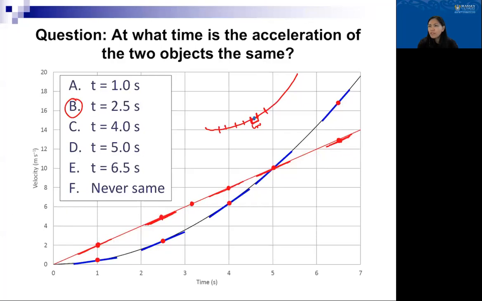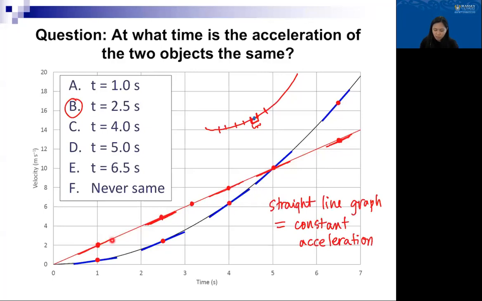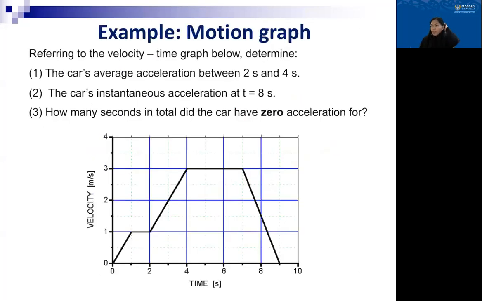Let me just see if I have a slide. Yeah, so that means a straight line graph means constant acceleration. Acceleration is the same at every instant of time because the steepness of the slope is the same at every instant of time if you have a straight line graph. Right? Okay. All right.